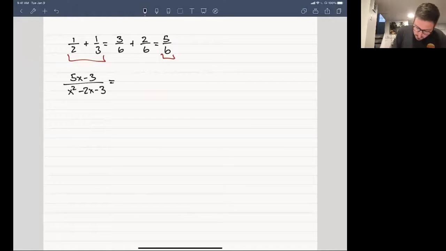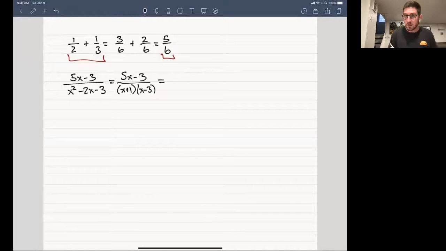So let's first start by emphasizing the factors. Just like how 6 is equal to 2 times 3, you have this prime factorization. Well, quadratics can often be factored into linear functions. So we can actually say that this is (x plus 1) times (x minus 3) in the denominator. And it turns out, if you do this properly, you can atomize this, and you can say that this is 2 over (x plus 1) plus 3 over (x minus 3).